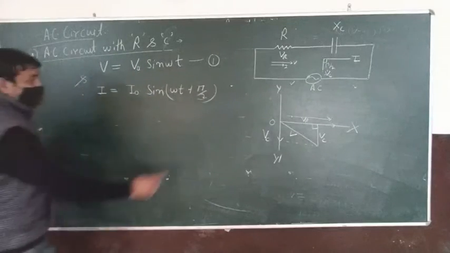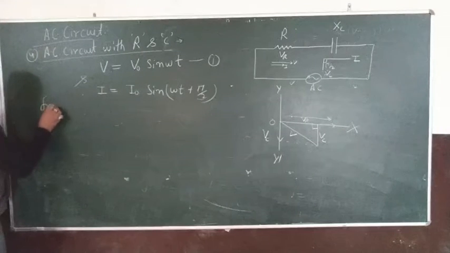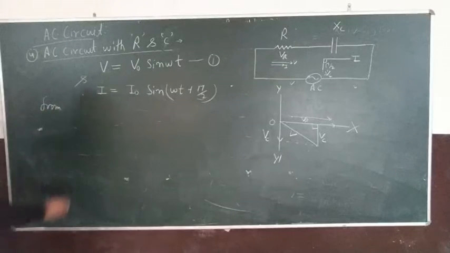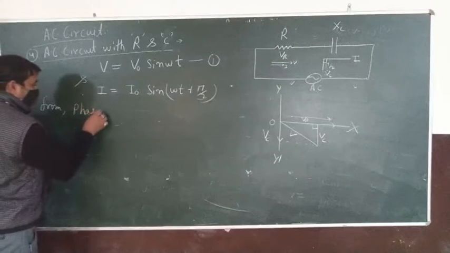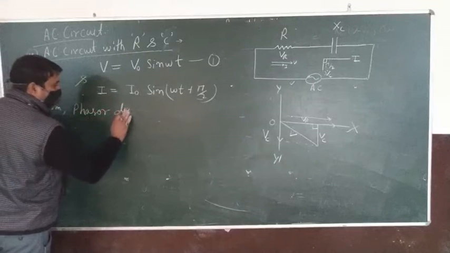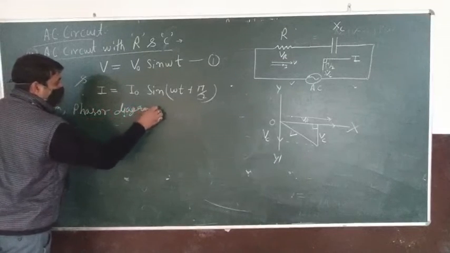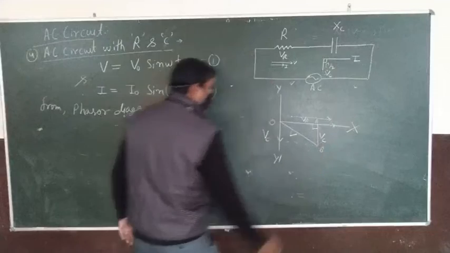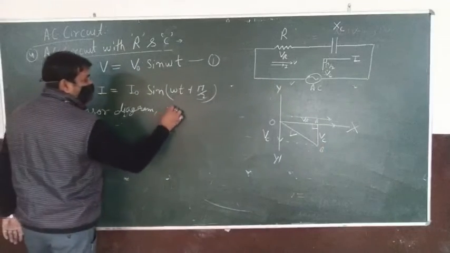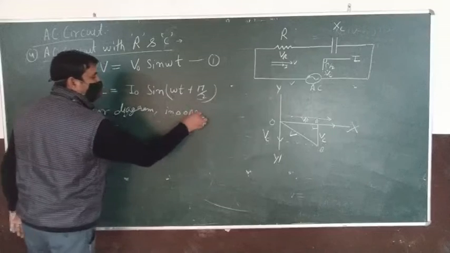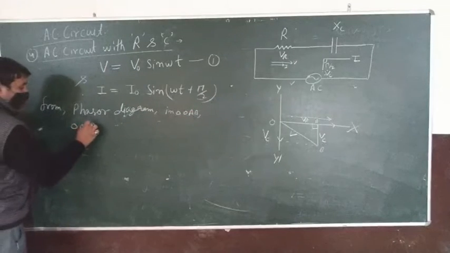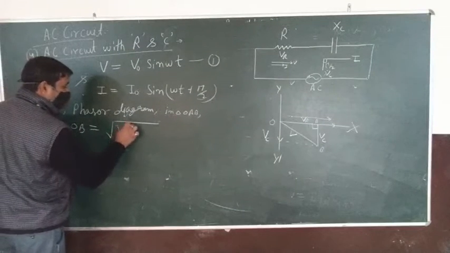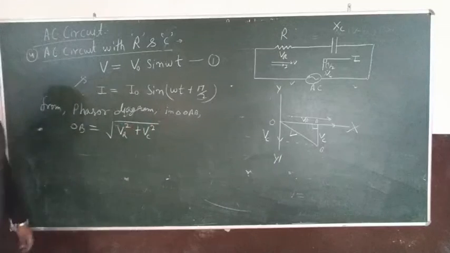Okay. Now, from the phasor diagram, the value here is A, this point is B. Phasor diagram in triangle OAB, OB is equal to square root of VR square plus BC square. Clear?